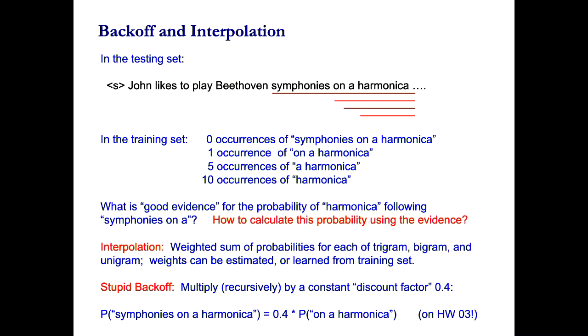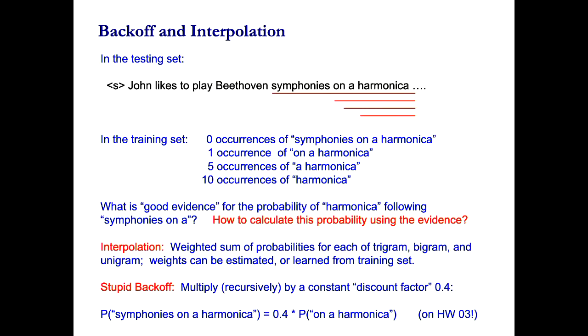So what is good evidence? How to calculate the probability using the evidence? Well, one technique is called interpolation. And of course, when there are zeros, you can't use them. They don't help at all. But you do have one occurrence of harmonica, five occurrences of a harmonica, and 10 occurrences of a harmonica. And you can use all this, right?